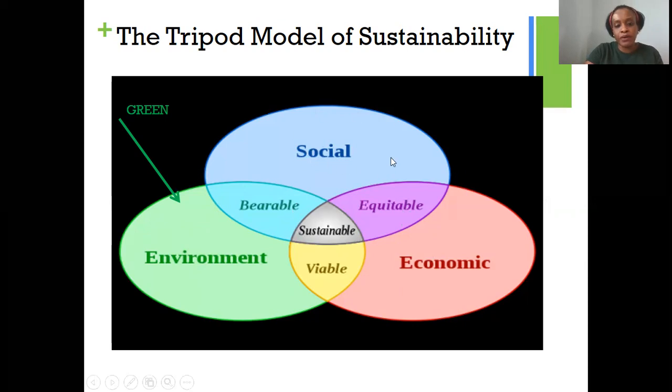So let's talk about social equitability, whether a product is socially equitable or not. When we consider the social aspect of sustainability, we think about if the people working in the manufacturing company or working in the life cycle of the product are being paid fair wages. So if individuals, workers are not being paid fair wages, when we look at the complete cycle of a product, then that product is not socially equitable.